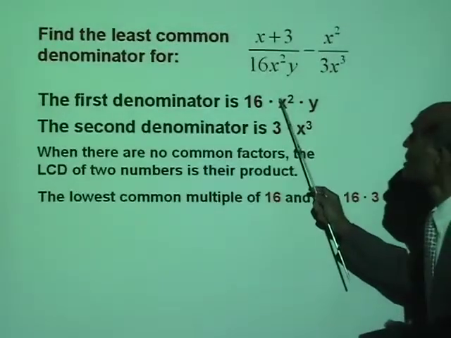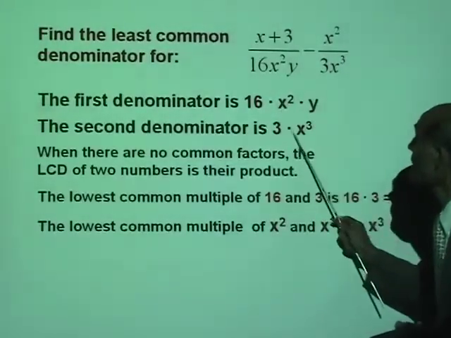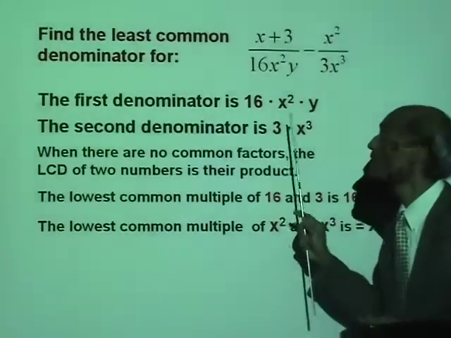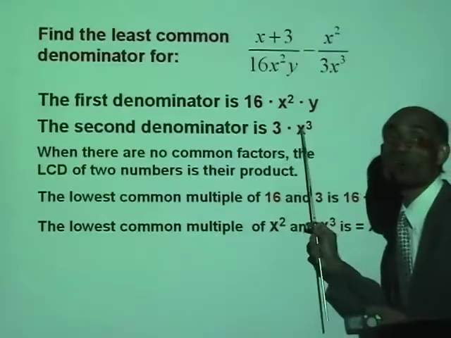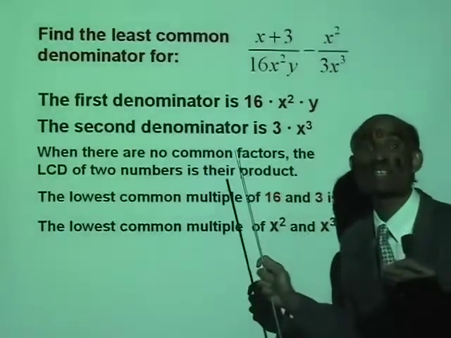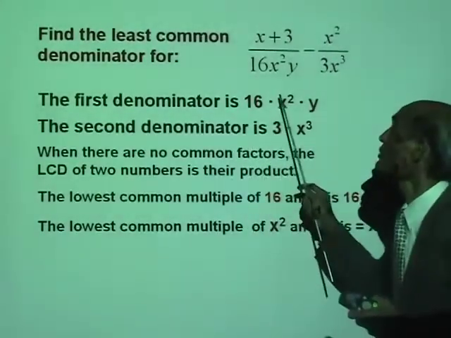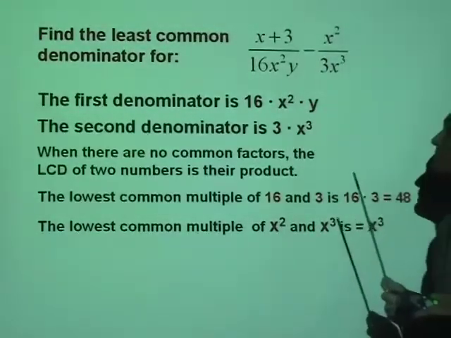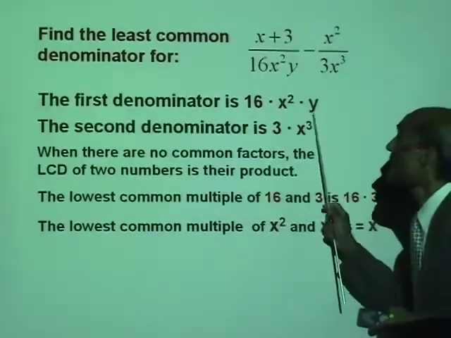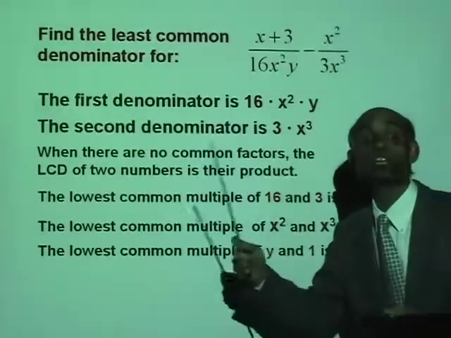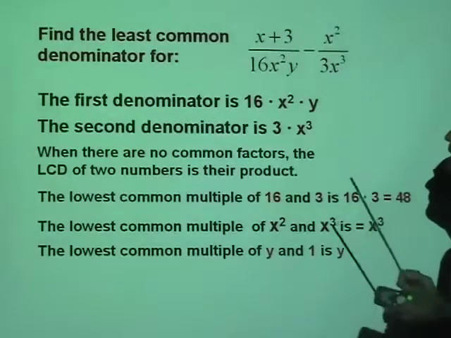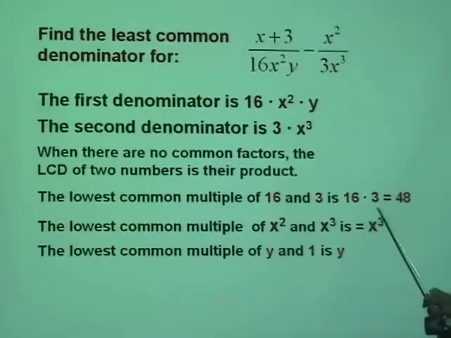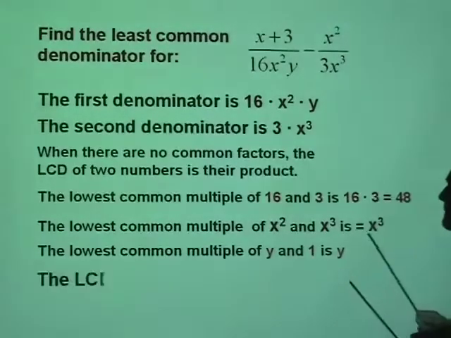Alright, what is the LCD of x squared and x cubed? The LCD of x squared and x cubed is the term that contains the highest power. So the LCD of x squared and x cubed is x cubed. And then we have a y left over, and we need that also for the LCD. Therefore, the LCD is 48 x cubed y. That's right.